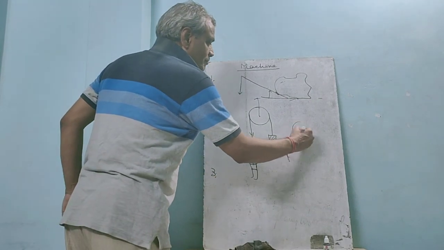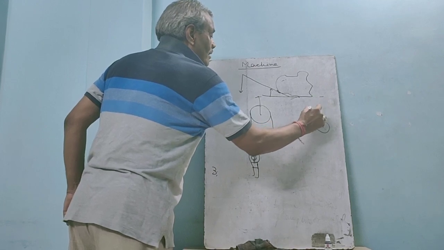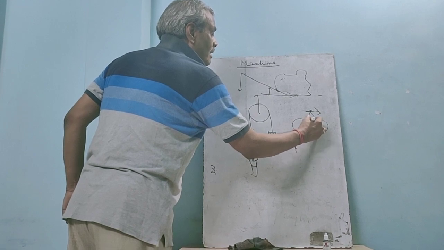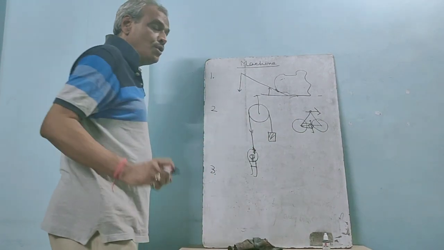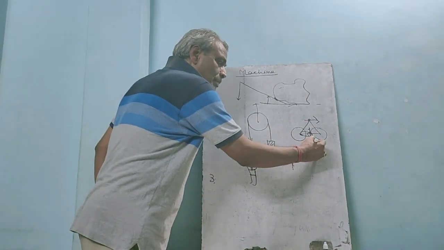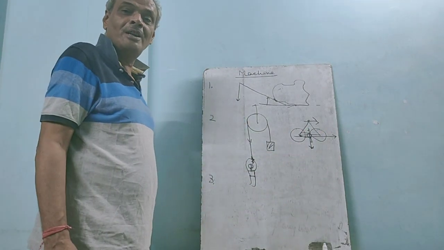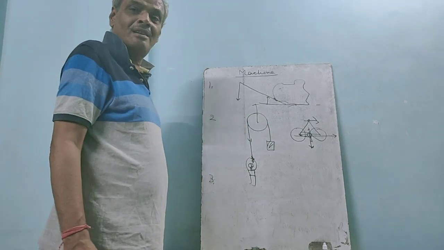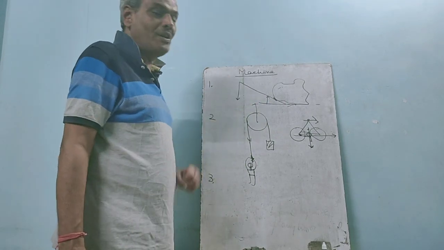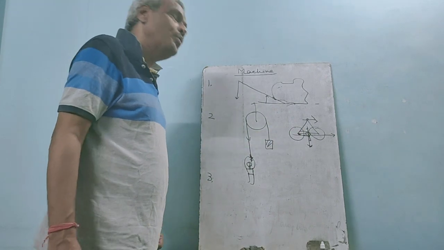Number three, guess what it is? It is a bicycle, and here this is a pedal. You apply the force on the pedal downward, but the bicycle moves forward. It means what you have done? Here also you have changed the point of application of force as well as the direction of application of force. It has made your work very easy.